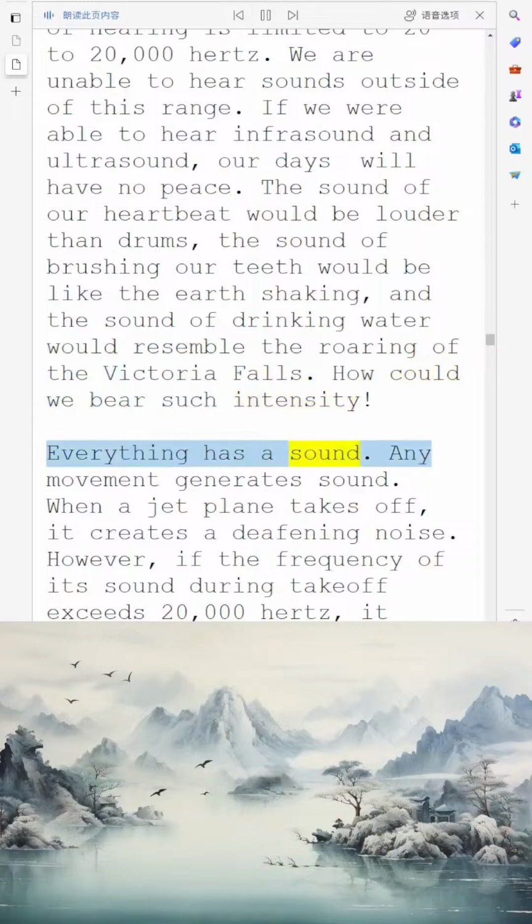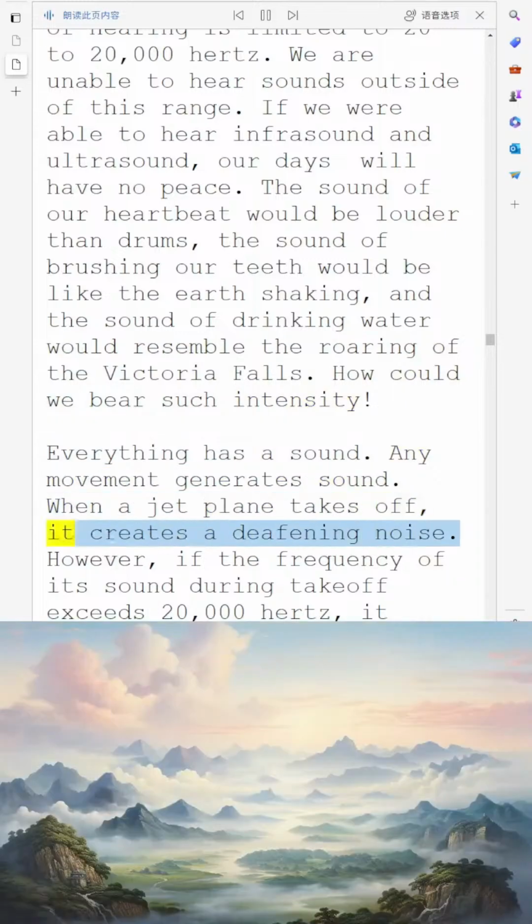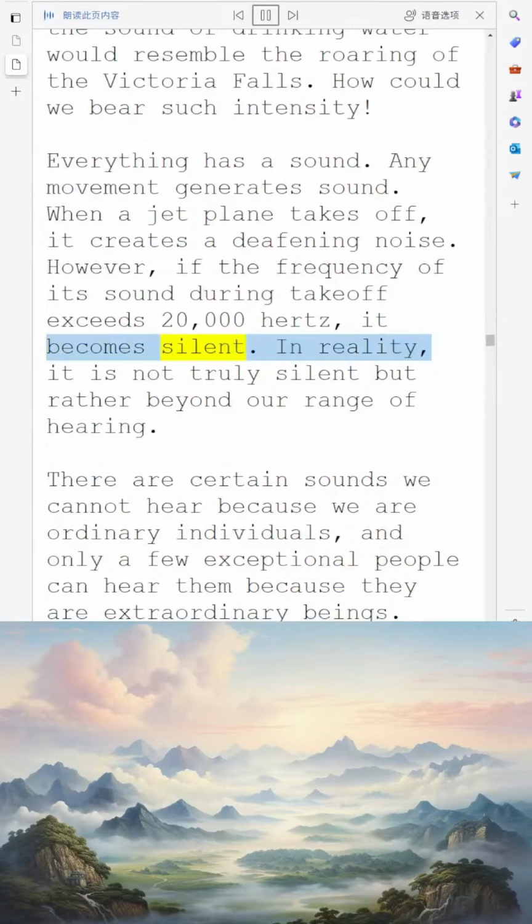Everything has a sound. Any movement generates sound. When a jet plane takes off, it creates a deafening noise. However, if the frequency of its sound during takeoff exceeds 20,000 hertz, it becomes silent. In reality, it is not truly silent, but rather beyond our range of hearing.